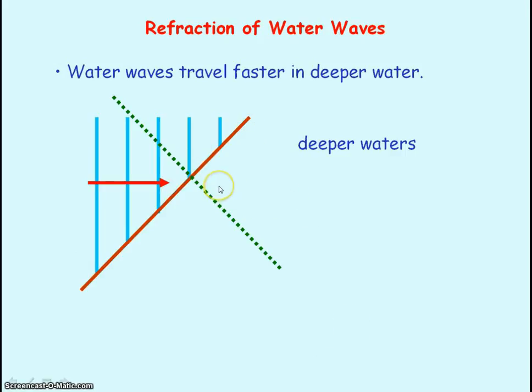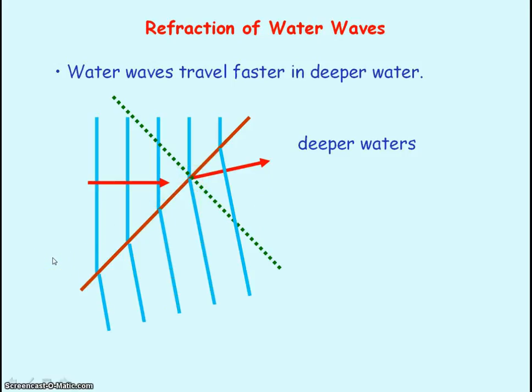So if we draw the refracted ray away from the normal line, and then we now need to draw the refracted wavefronts, and they will be perpendicular to the refracted ray, but they also need to link to the incident wavefronts. So our refracted wavefronts will look like this.